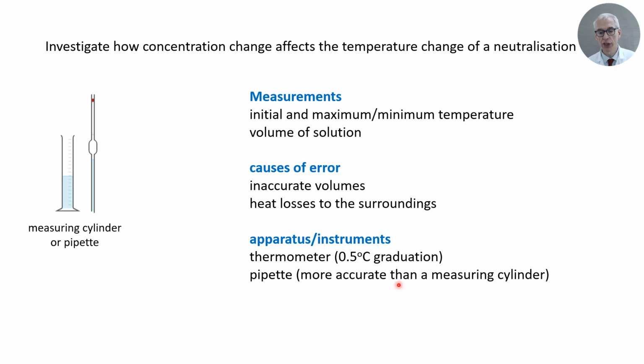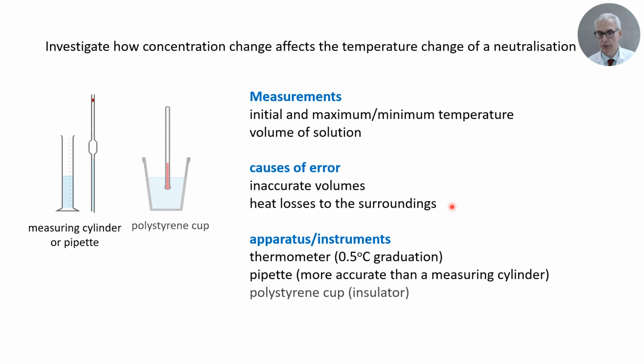Then how could we reduce these heat losses to the surroundings? If we used a polystyrene cup rather than a beaker. Polystyrene is an insulator, so heat losses to the surroundings would be greatly reduced.